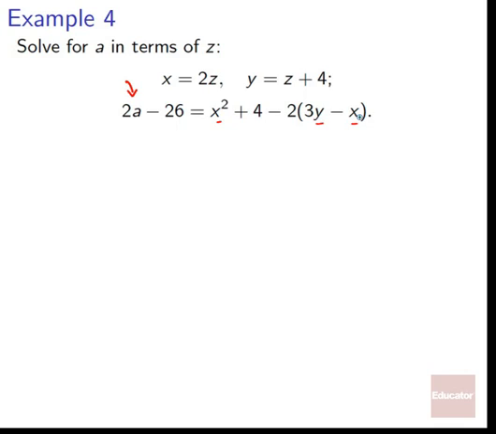So what that means is we want to get a equals some expression with z's. Z's are going to be inside of that stuff on the right side, and we're going to have a by its lonesome. That's what solve for a in terms of z means.